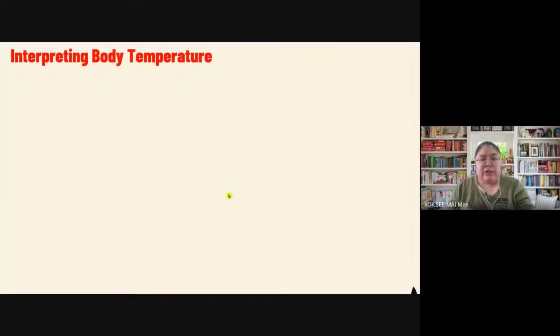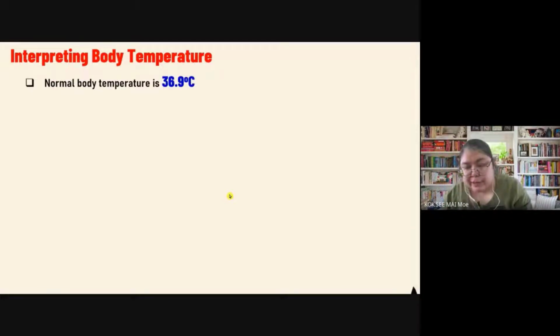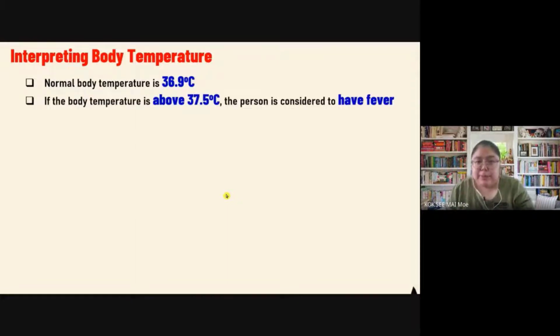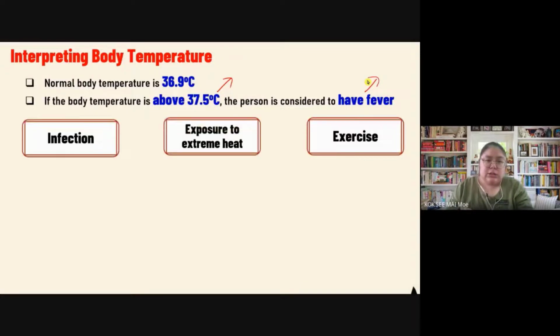Okay, if finished, then we need to go to the body temperature. Okay, normal body temperature, everybody knows, 36.9. So it's exactly the normal. Okay, if you are above this one, it means you can say you have a fever. Now you've got three factors to make your temperature increase.